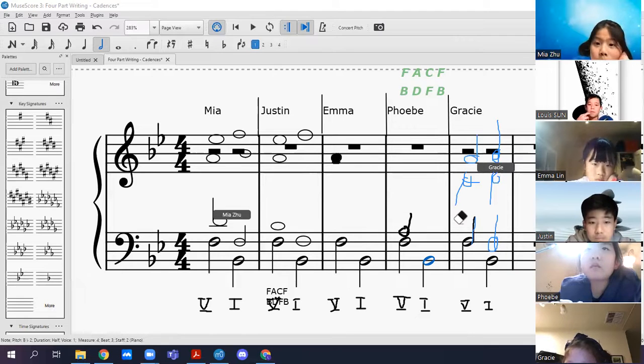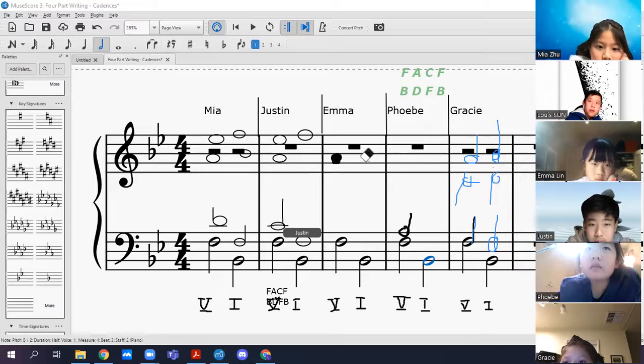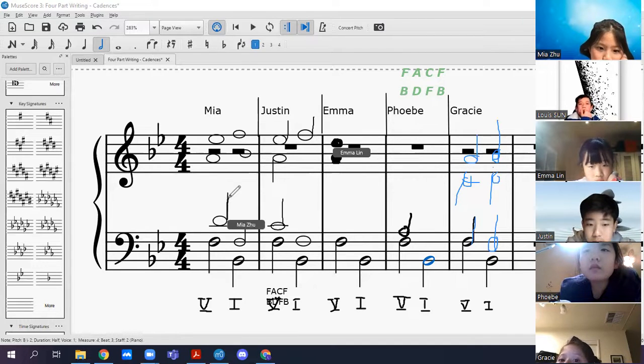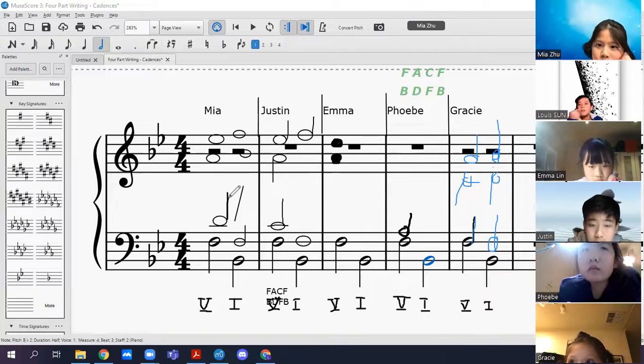I think I put one of my stems the wrong way. Yep, you did. I'll rub it out for you. Goes that way. And I think those notes are wrong. Yeah, I think those notes are wrong.